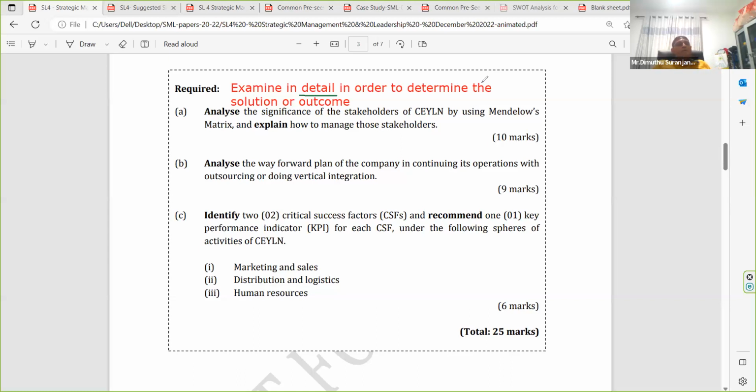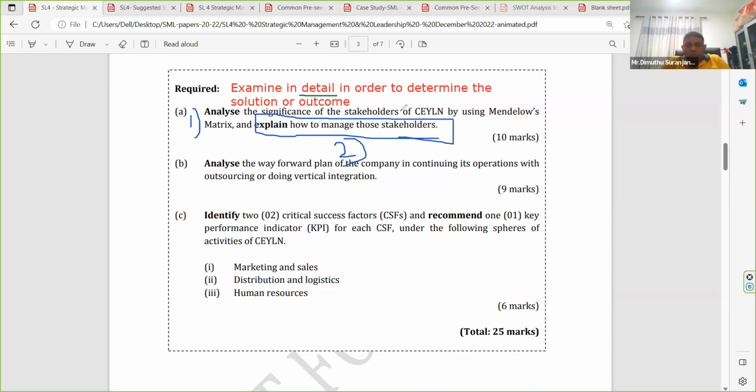In other words, look at the stakeholders in detail by using Mendelow's matrix and explain how to manage those stakeholders. Actually, the question includes two parts. Very important point here. This is the first part: analyze the significance of stakeholders of Ceylon by using Mendelow's matrix. Then see, there is another part: explain how to manage those stakeholders. So two parts are there.